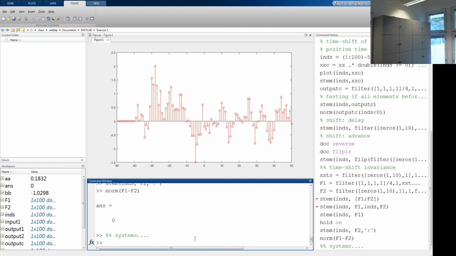We have the system, that 4-point running average. There we go. y of n equals 1/4 of x of n plus x n minus 1 plus x n minus 2 plus x n minus 3, and there we already defined earlier when we were looking at the system parameters b and a.